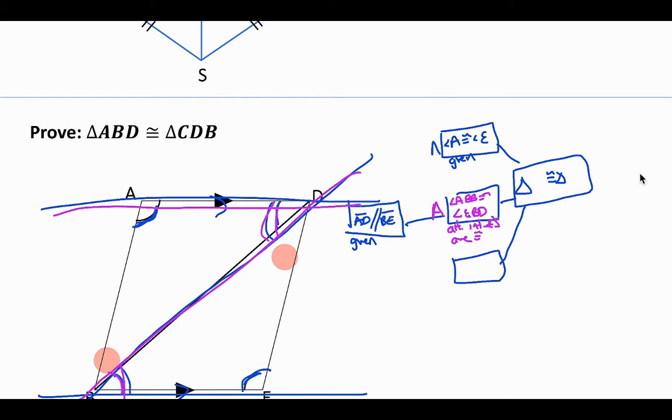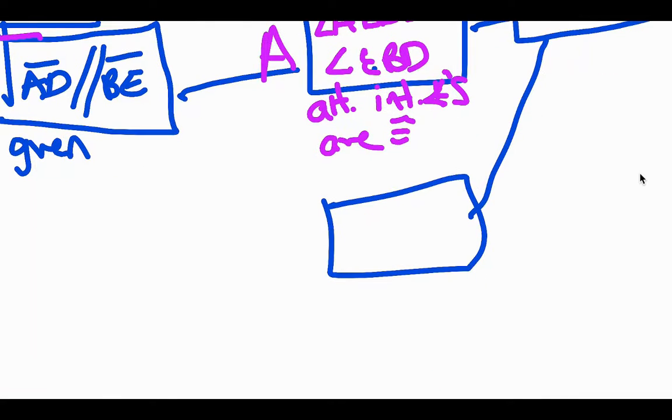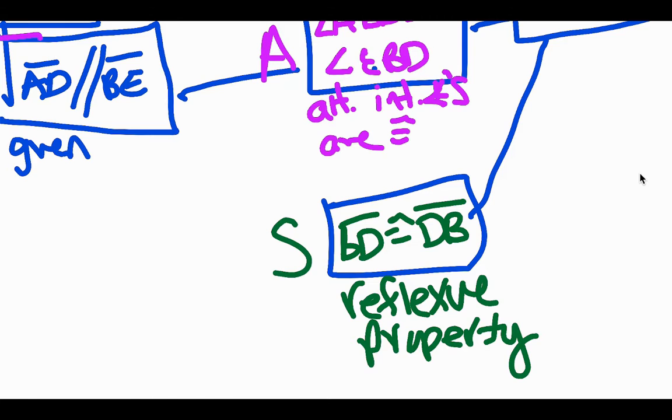So let's come back to this and we'll look at this side right here. It's a part of both triangles, so it's going to be congruent to itself. So we have BD is congruent, and this time is equal to BD. I'm going to call that reflexive property instead of symmetric property, and I'll explain that to you in a second. So we have a side.